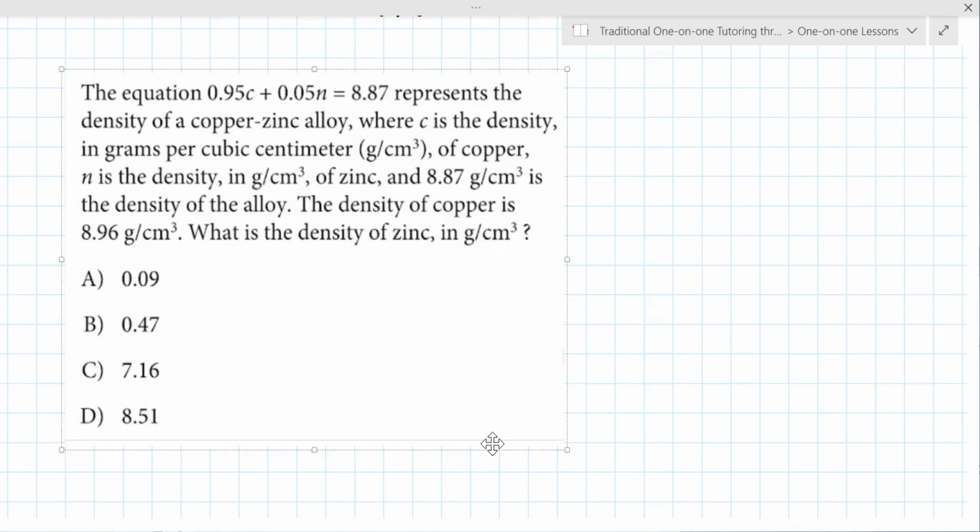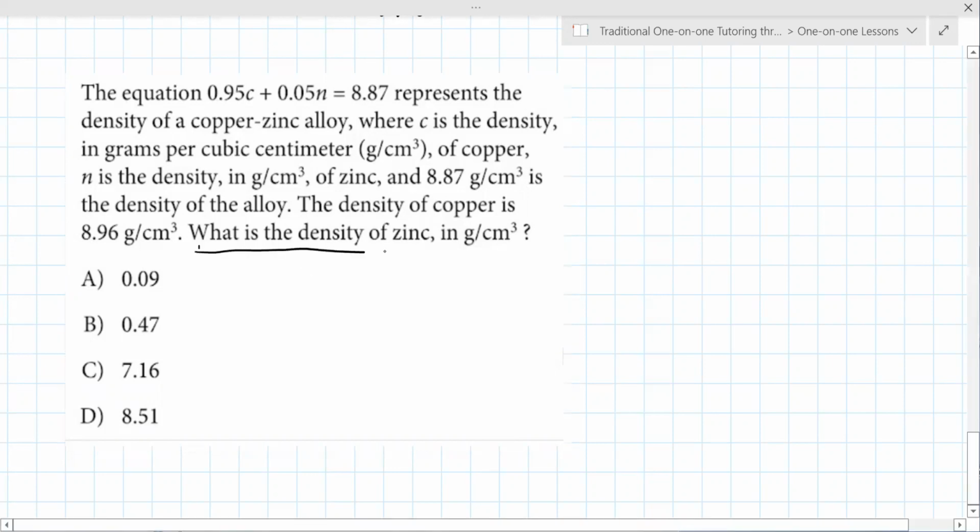It's asking for the density of zinc in grams per cubic centimeters. Okay, which variable is that? Wait, what do you mean? Which one's the variable? The question always tells you. I call this the call to action. That's what it's asking for. It's referring to one of these letters. If you're not sure, read it one more time and tell me which letter it's referring to.